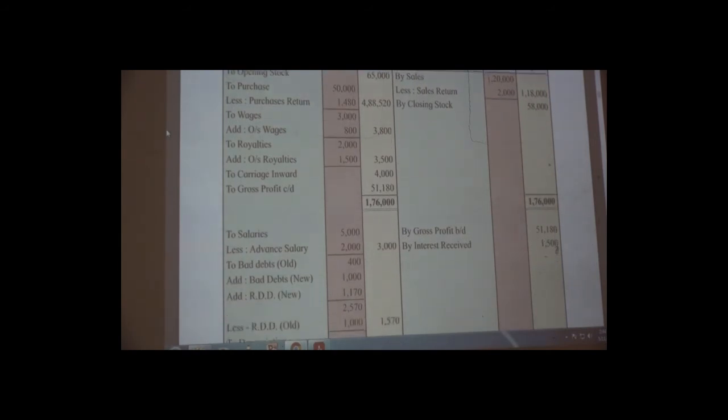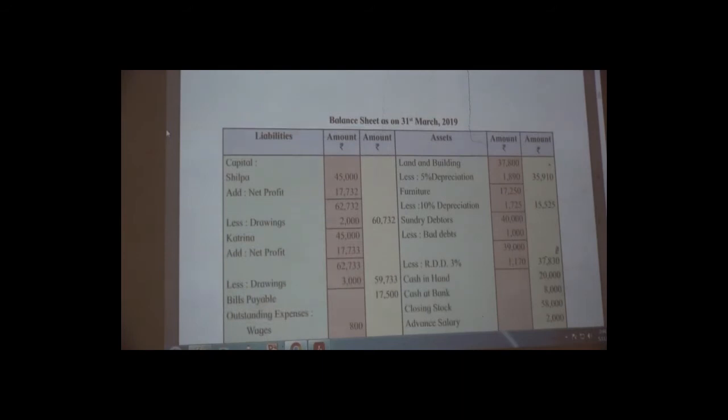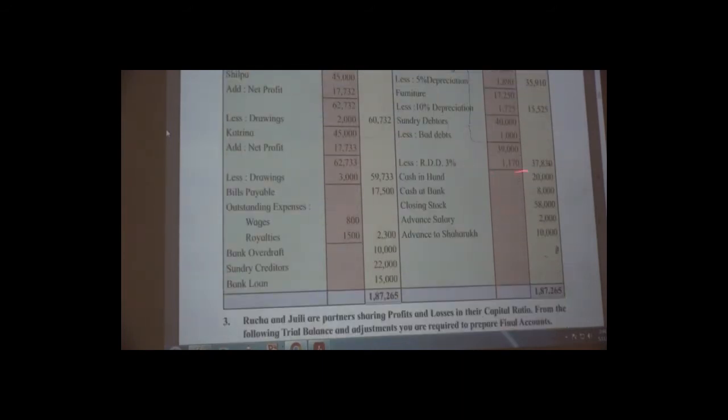Now the second effect should be given again on the liability side in the balance sheet, under the heading outstanding expenses, right? Wages rupees 800, right here only the amount which is actually outstanding. So wages rupees 800 and royalties rupees 1500. Total amount outstanding is 2300 in this year. Okay. So in this way we have completed the second adjustment.